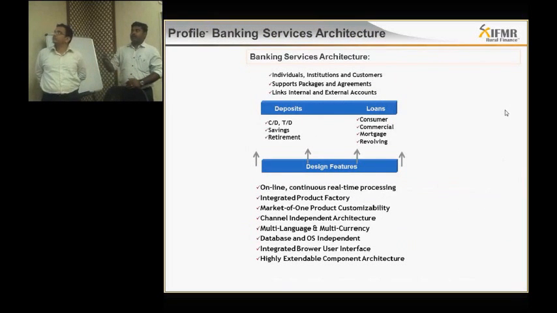And the products: it supports term deposit, current account, savings account, or any other account. On the loan side, we can see consumer loans, mortgage loans, term loans, all types of loans. Currently we are using three types of loans: consumer loans, term loans, and revolving. Currently, the deposit part is not there, but it can be enabled once we are supposed to do those kinds of products.